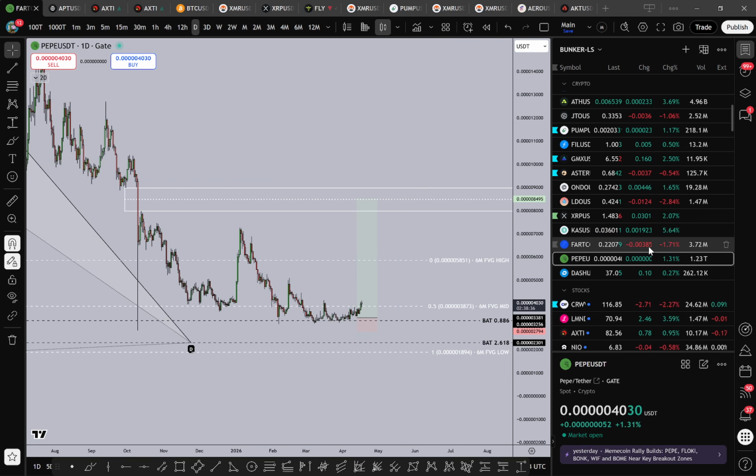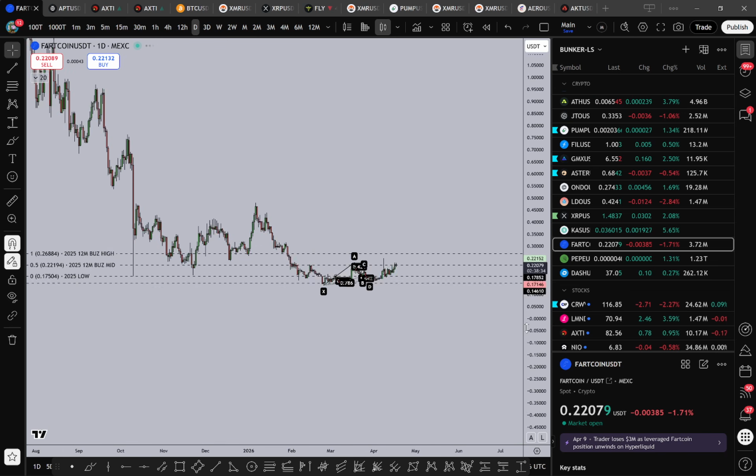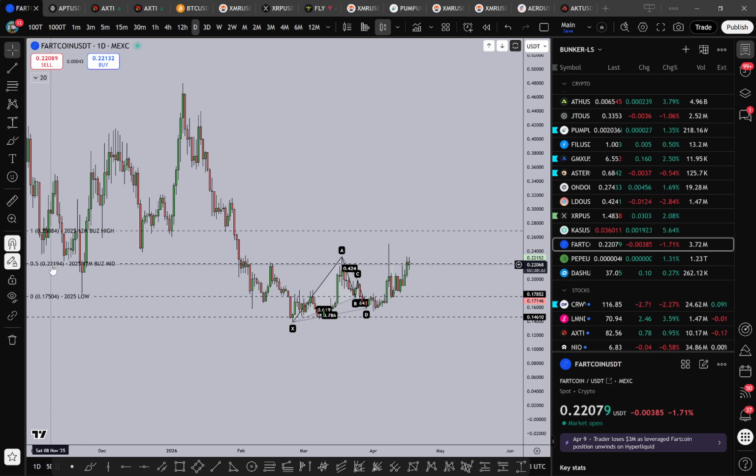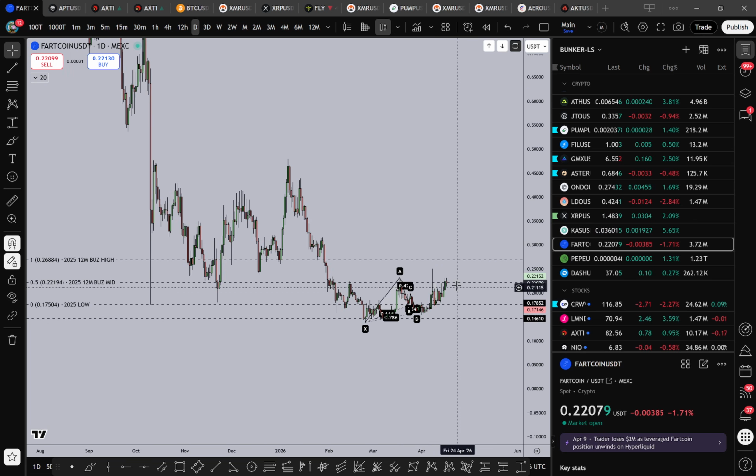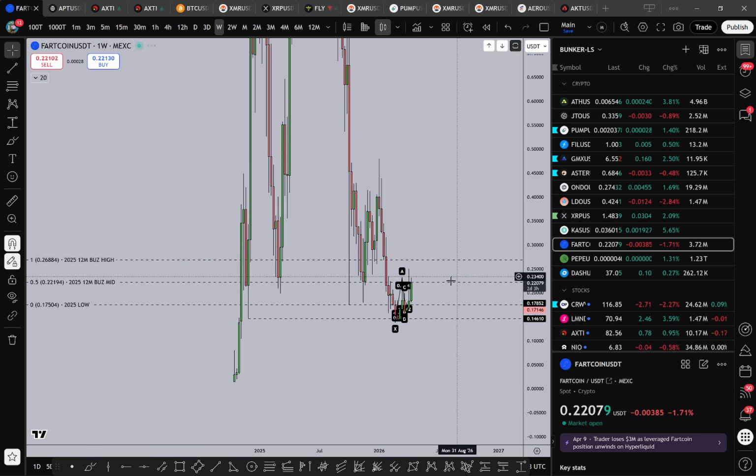But Pepe is nice. Farcoin, you know, above 22,194, easy to manage risk. Very, very easy to manage risk above this level. You're trying to play this to, you know, 26 cents and beyond on Farcoin. It actually looks decent. I'm not even lying. Farcoin looks decent here.